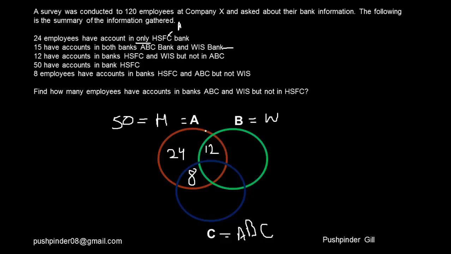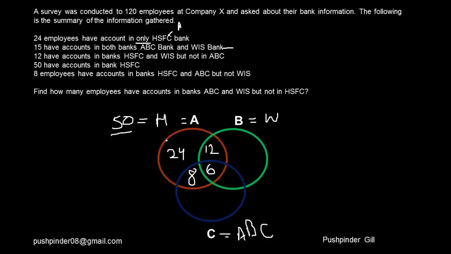Now, if you see over here completely, this whole area is 50. This is 24, this is 12, and this is 8. So if you sum all of this, 24 plus 8 is 32. 32 plus 12 is equal to 44. But this whole area is equal to 50. So that means this area must be 6, so that this whole area comes to 50. If you add, it's going to come out to 50.